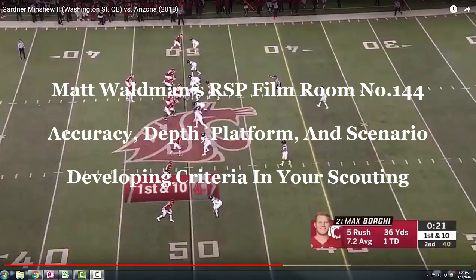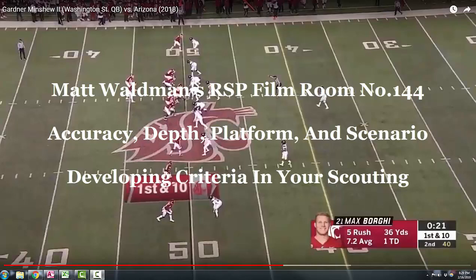This is not a video about Gardner Minshew. In fact, I would just try to forget the fact that it's any quarterback specifically in this film. We're going to be talking about how we evaluate accuracy and depth when it comes to quarterback play. This is for people who want to geek out about evaluation or want to learn a little bit more about it than just simply watching it on TV.